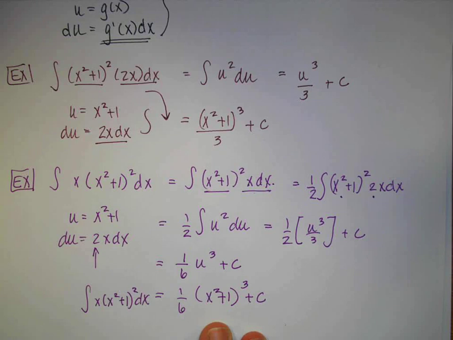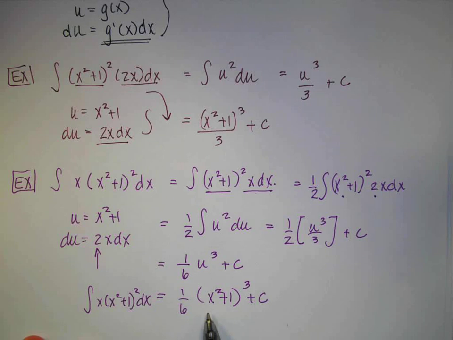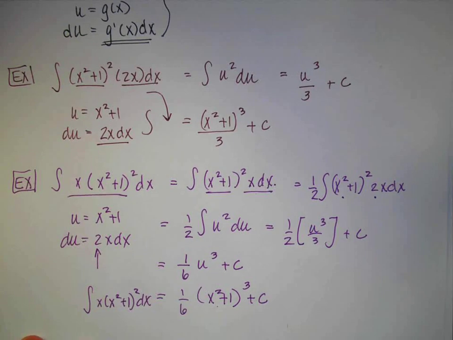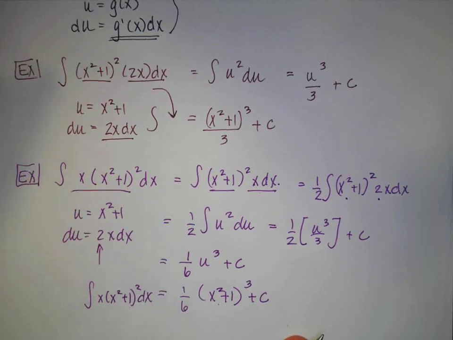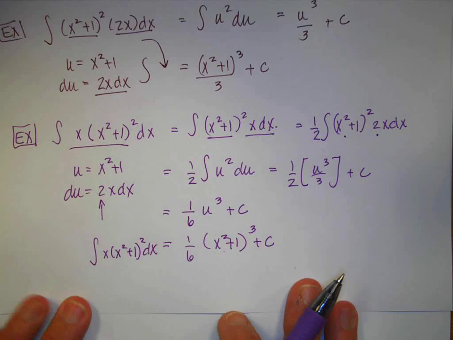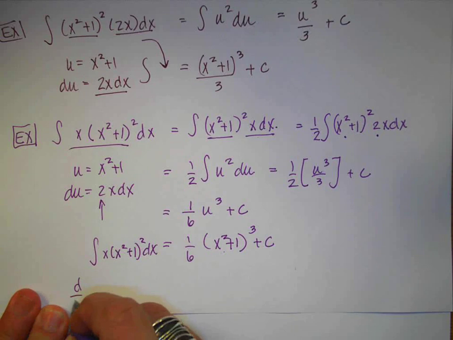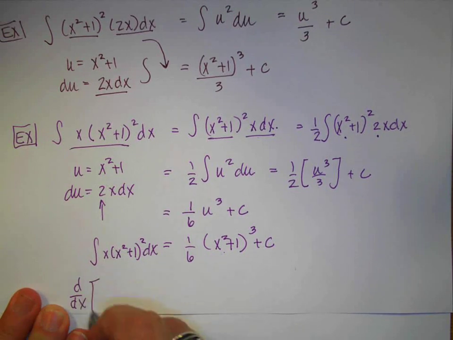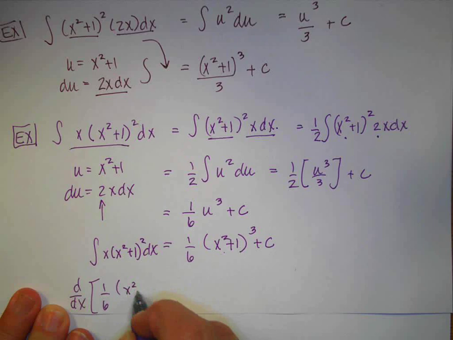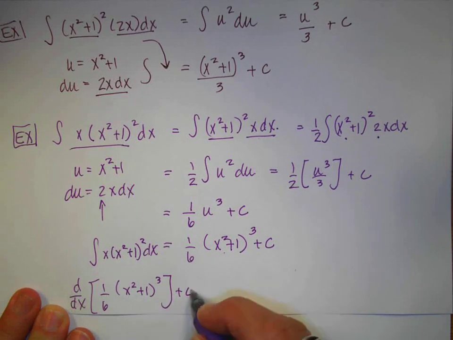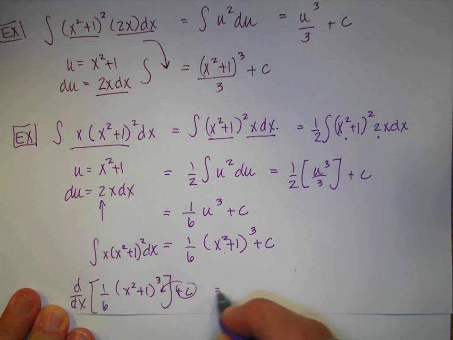All right, so another thing to remember is that if I want to check my work, I could take the derivative of this, and I would get back to where I originally started. So remember that an antiderivative and a derivative are opposites of each other. So I'm just going to do this once just to show you that it works. So I'm going to take the derivative of my solution of the 1 over 6 times x squared plus 1 to the third plus c. Alrighty, and I guess technically this guy should be in here.